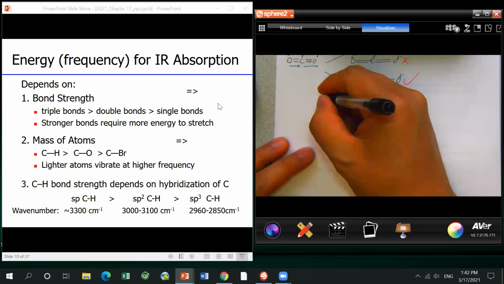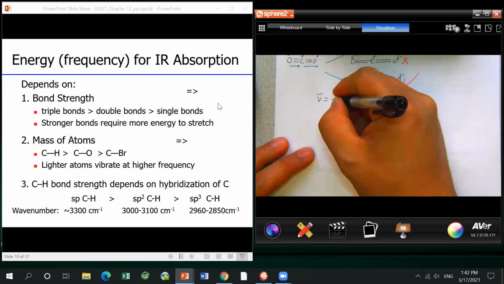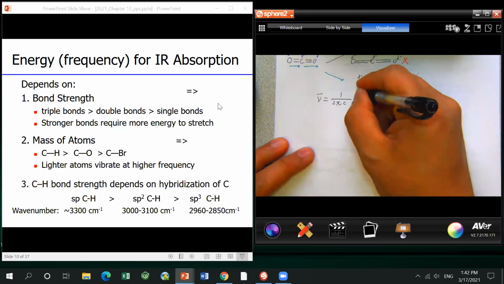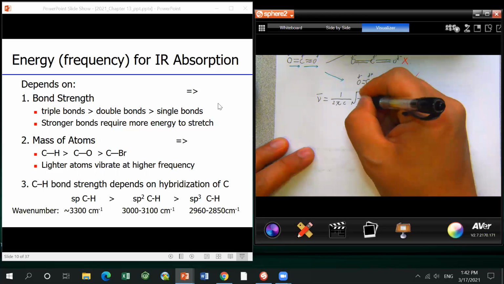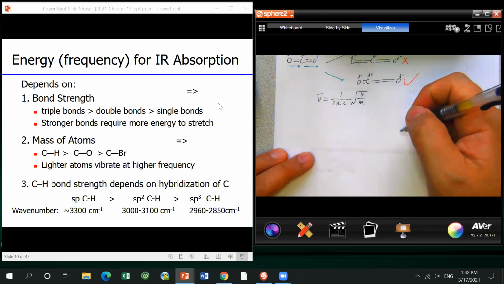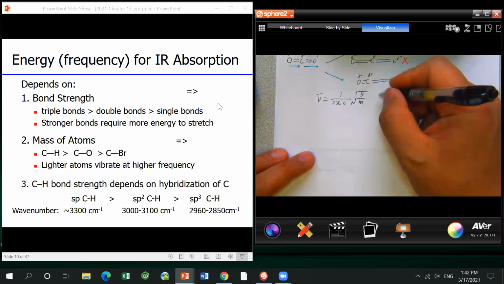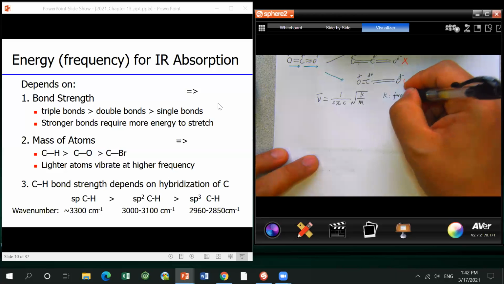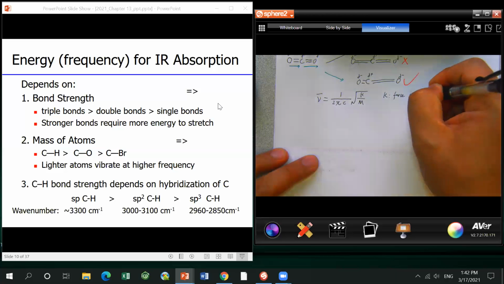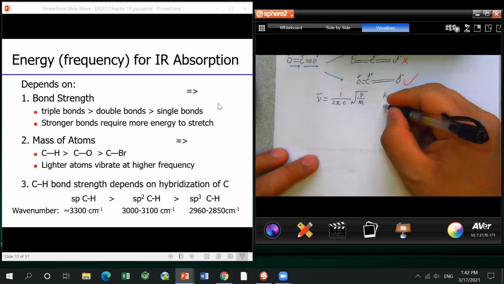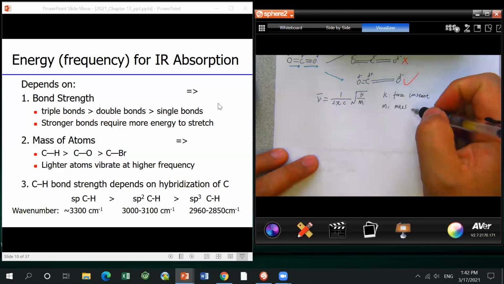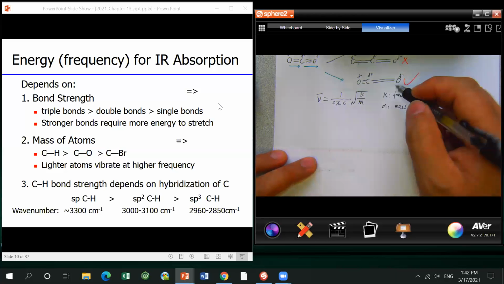This formula is not in your textbook, but I think it is relatively good for helping you understand how different energy, different bonds, and different mass influence the IR absorption. So that's the formula. The K here is what we call the force constant, and the m here is the mass. So force constant is how strong the bond is.